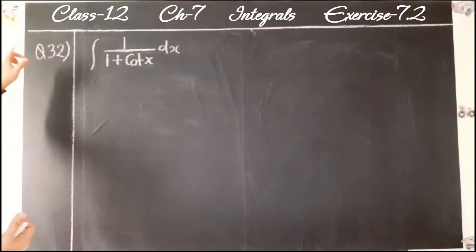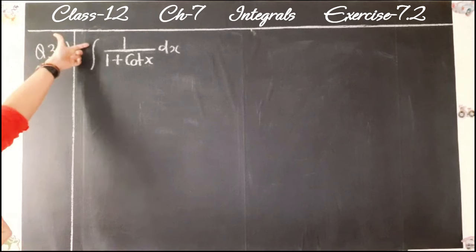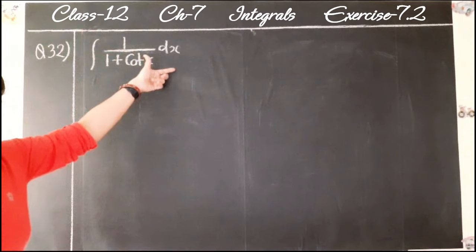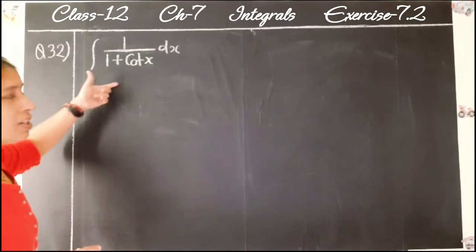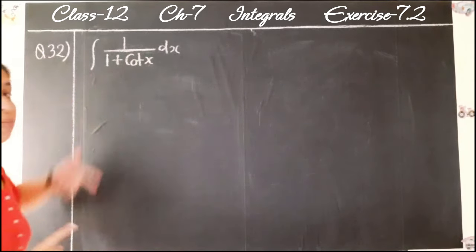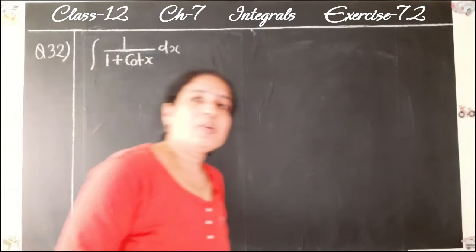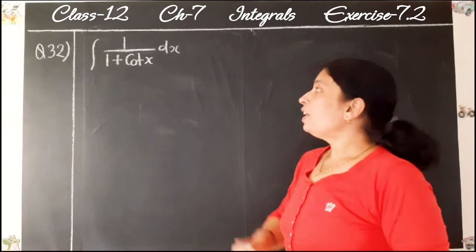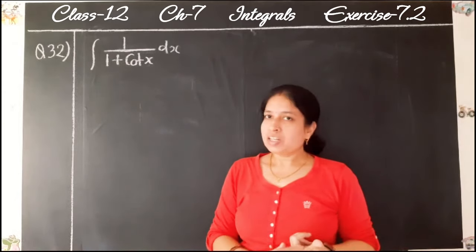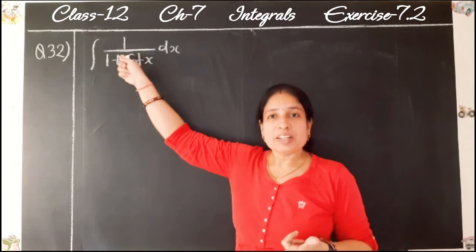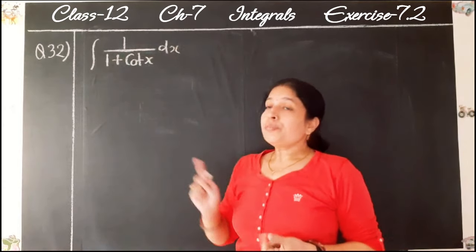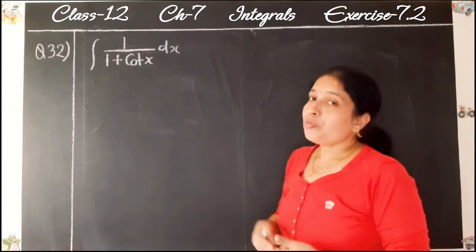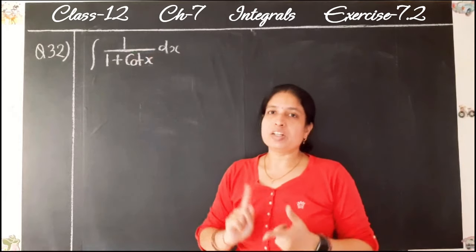See, next question, it is question number 32. It is integral of 1 divided by 1 plus cot x dx. Here the given integral is not in standard form. So first we make this integral into standard form. But how? If we put 1 plus cot x is equal to t, then derivative of cot x will be minus cosec square x. That is not given in the integral. So you know that cot x is equal to cos x by sin x. So first we make this integral into sin cos form.